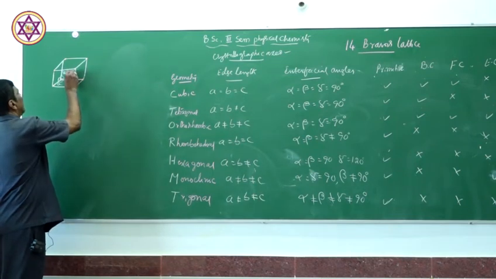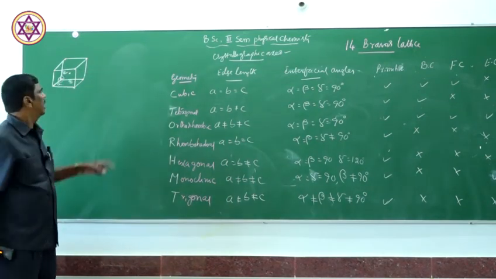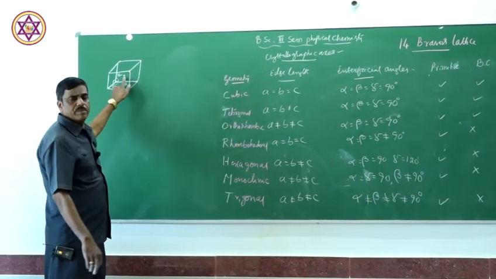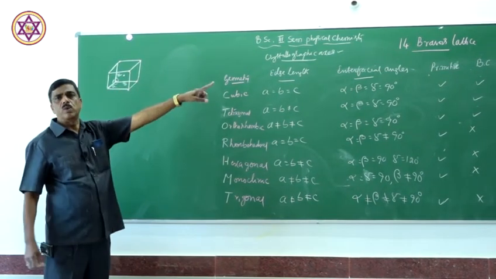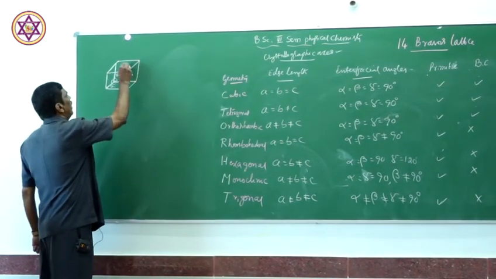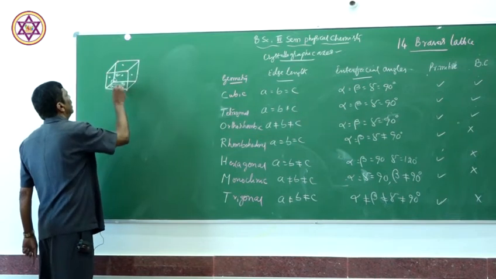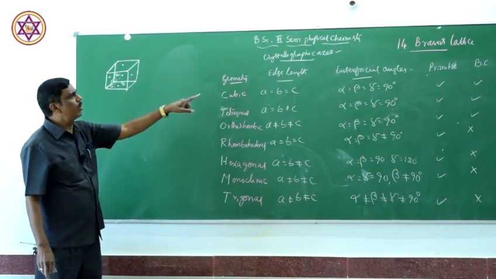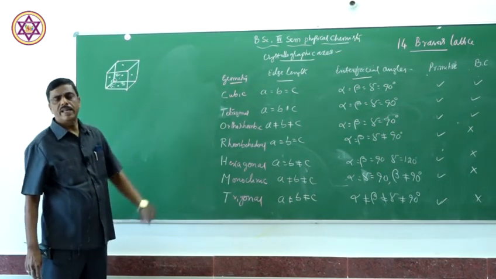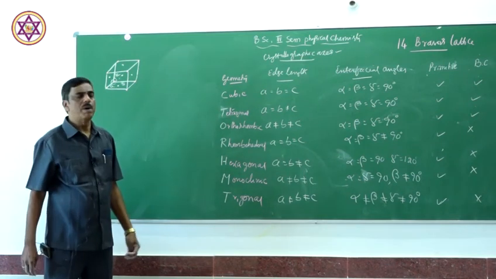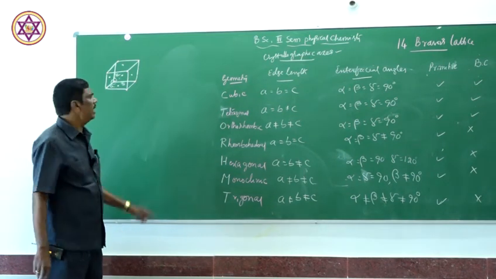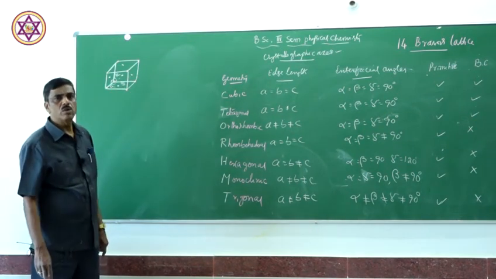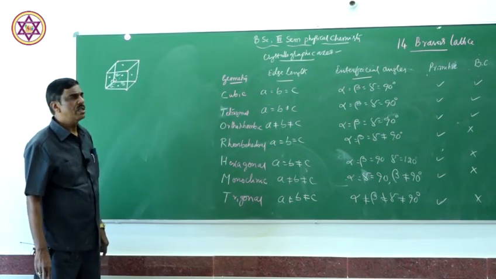In case of body centered cubic lattice, BCC, there is one atom apart from the 8, and that one atom is at the center. In case of face centered cubic lattice, there are 6 faces. In the faces also there are atoms. Therefore 3 types of Bravais lattice: simple cubic lattice, body centered cubic lattice and face centered cubic lattice. Alpha is equal to beta is equal to gamma is equal to 90, A is equal to B is equal to C.